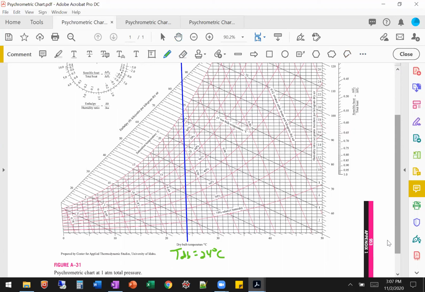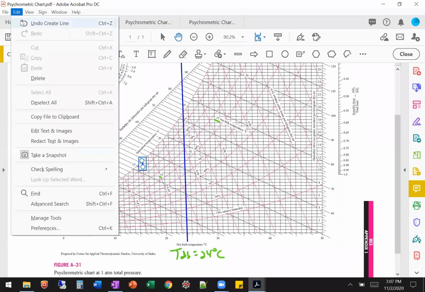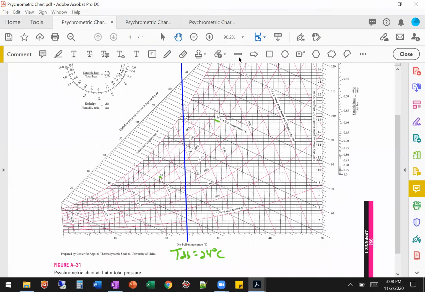And then we got 17 degrees Celsius wet bulb. We see wet bulb being labeled right here with those little dotted lines for 25. So we keep moving. Here's 15 over here. Now we need 16, and 17 is the one right above it, two lines above it. So 15, 16, 17 right there.